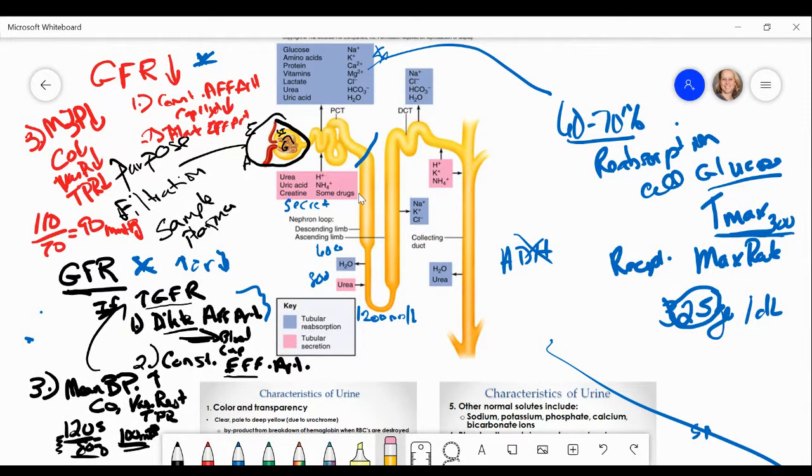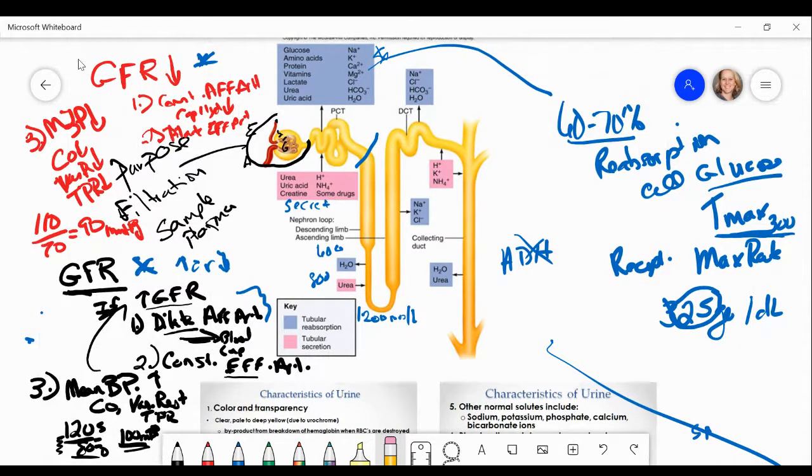That would be why you see in the pink box over here that at the end of the PCT, if I started with a pH of 7.4, because that's what it is in plasma, I should end with a pH. Because I'm accumulating all of these hydrogens and all of these other acids, I might end up with a pH over here at 6 or 5, all right?